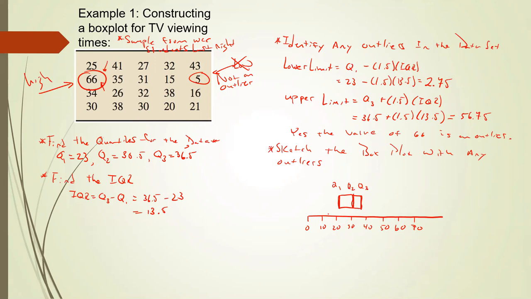Now, what was the minimum value in this data set? Okay, 5, and it's not an outlier. So you go to the number 5, then you draw a whisker out to it, and that's the minimum value.